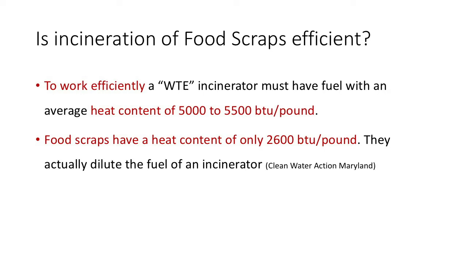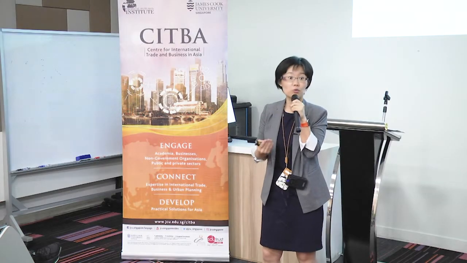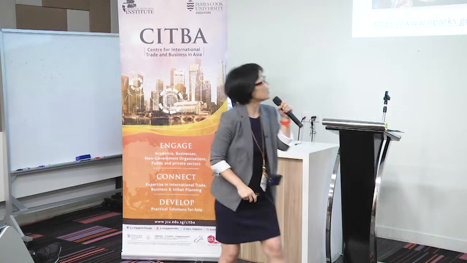Why? Because if you take a look at food scraps, basically there is a lot of water, and then vegetables, and then fruit, which is low calorie. So that will make it difficult to fully utilize this incineration system. Of course, it will dilute the fuel of an incinerator and make it less efficient. So which is why we don't think it's a very good way. Okay, and then we move on.